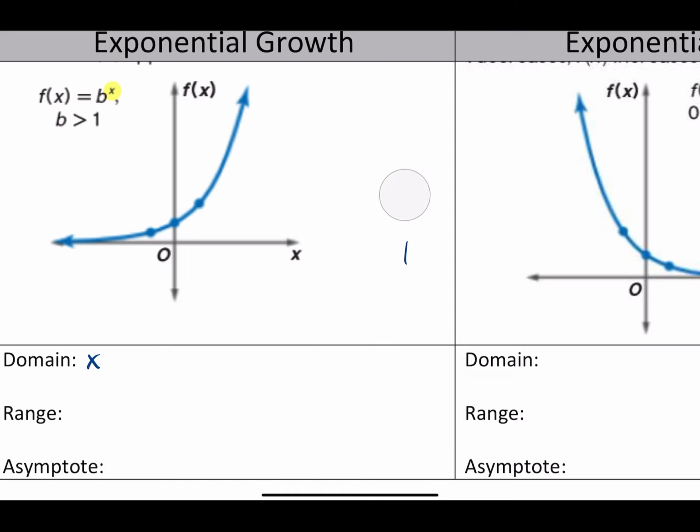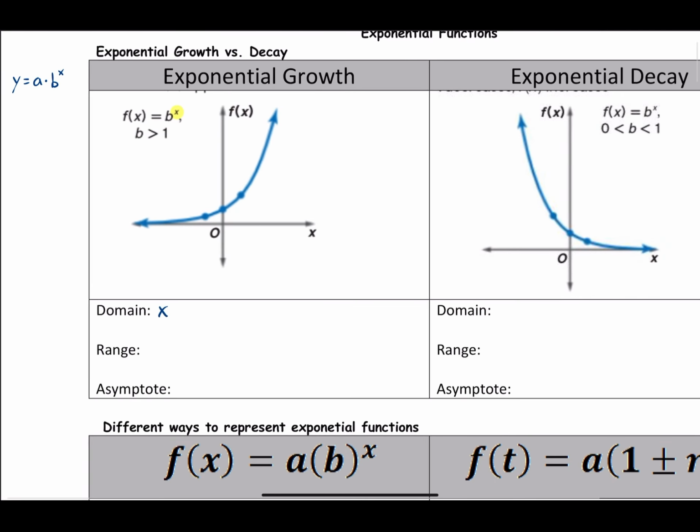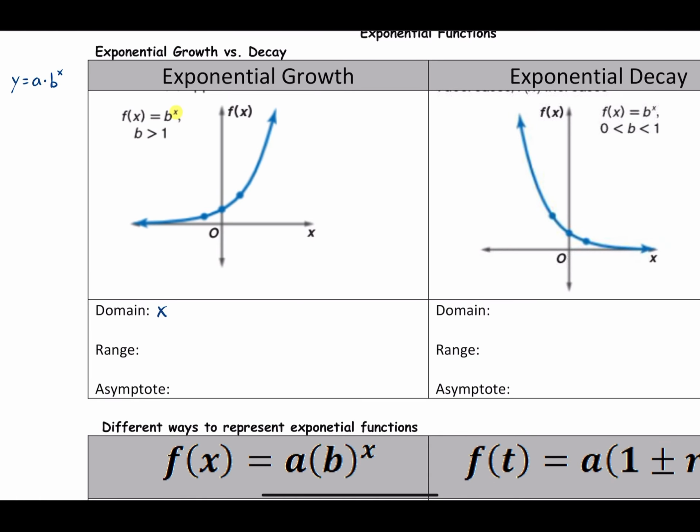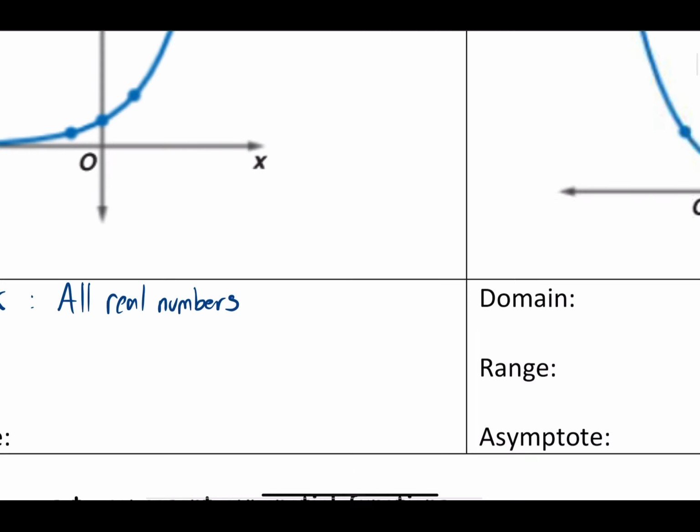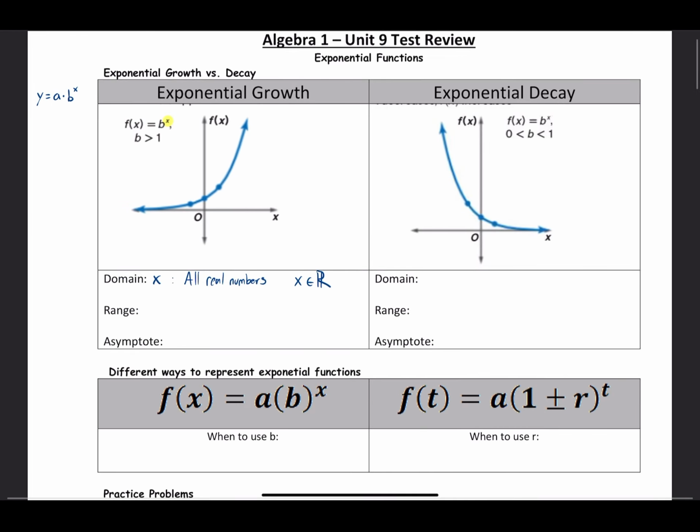x can be anything. All real numbers, in fact. So the best way to state the domain is x is all real numbers. Or you could just shorthand that to x is big R with a bar through it. x is all real numbers.